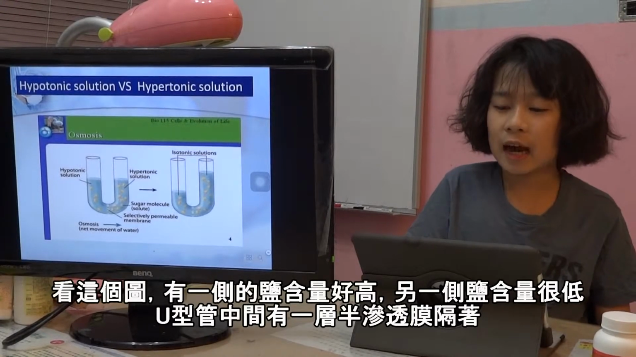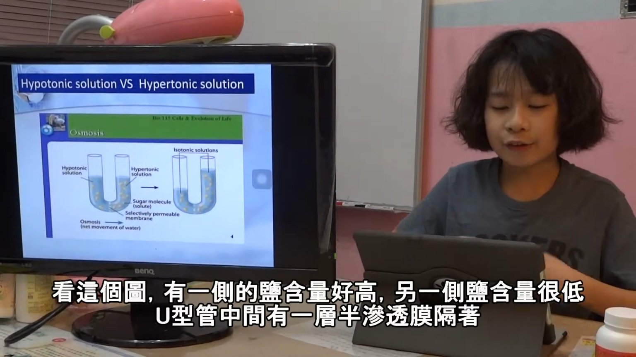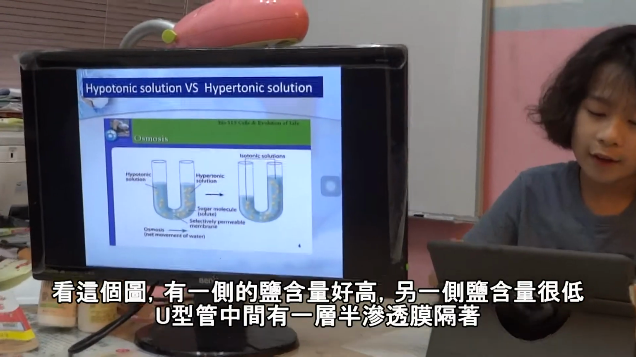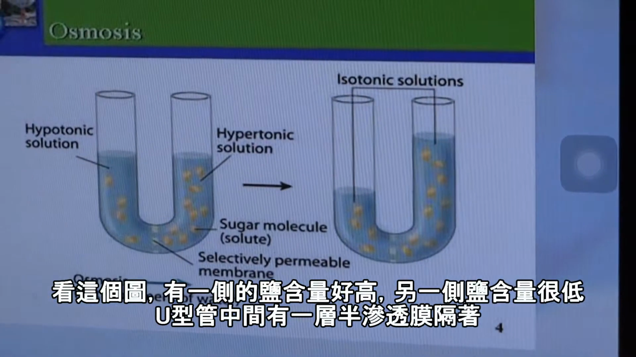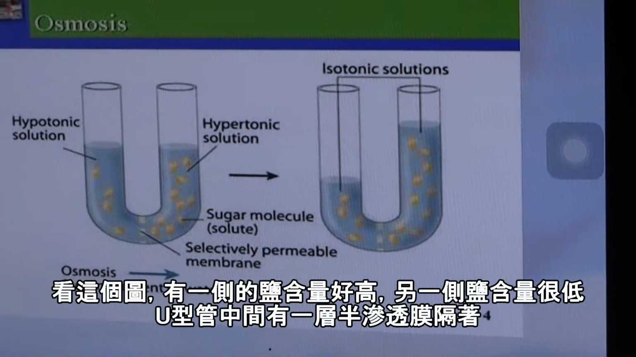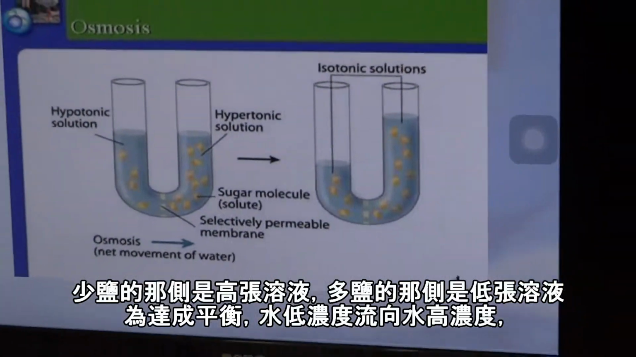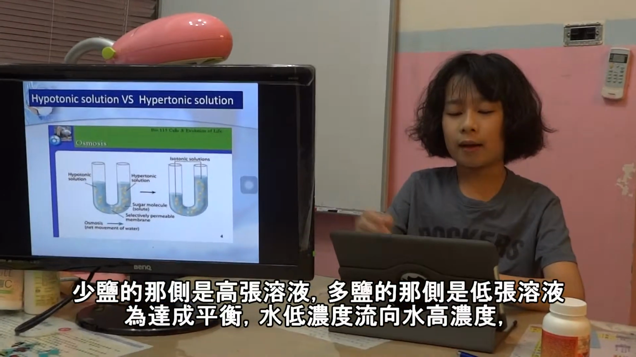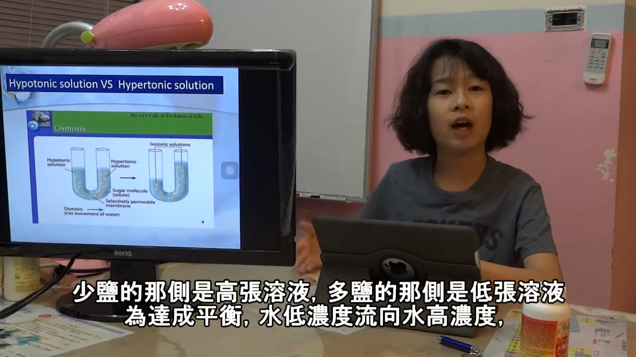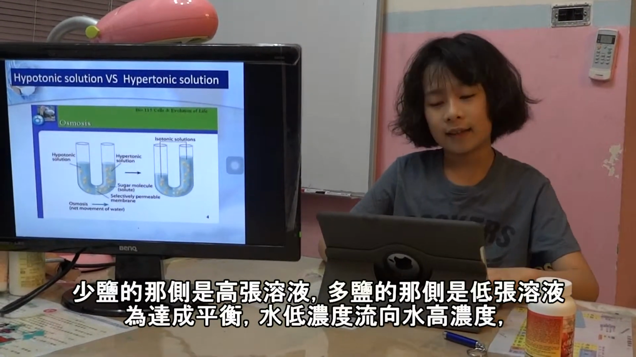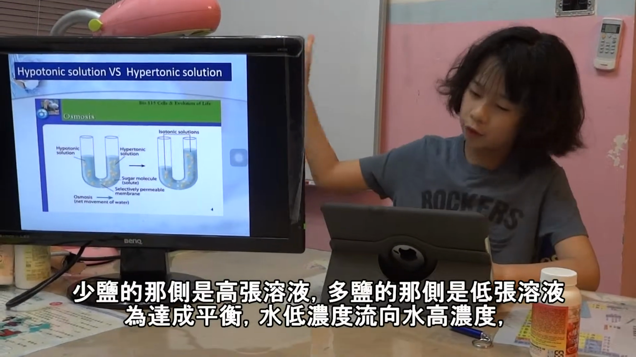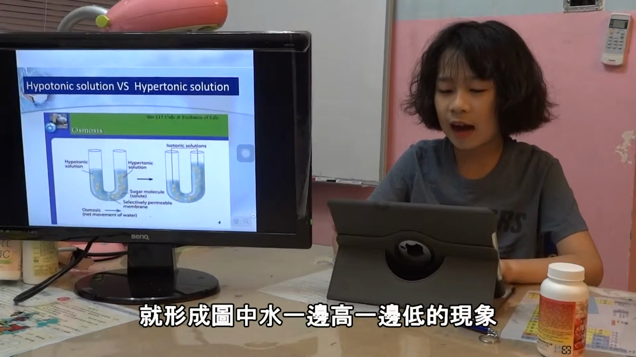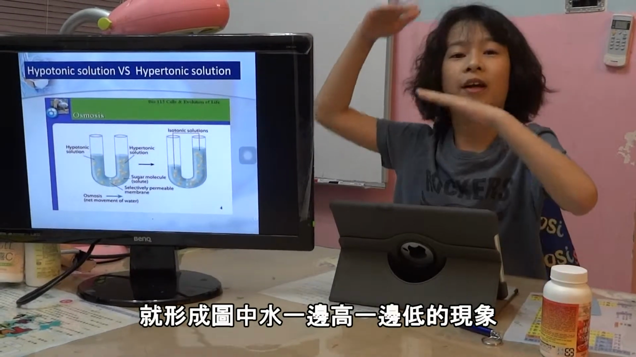Now for hypotonic and hypertonic, we see there is a lot of salt on one side and only a little salt on the other side. The part that has only a little salt is the hypotonic, and the part that has a lot of salt is the hypertonic. Then they balance out, and now we can see this picture. It looks like this and becomes an isotonic solution. But one becomes very tall, and one becomes very short.